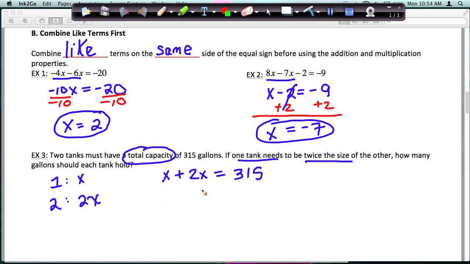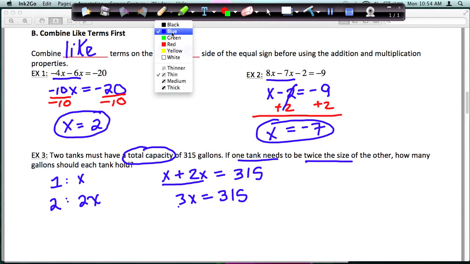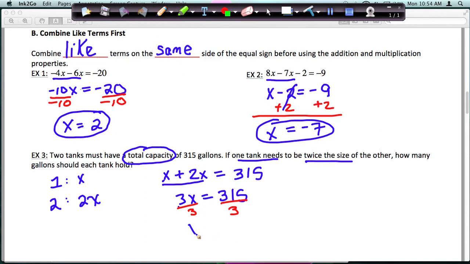Okay, so what you should have done first, you have like terms right here, x plus 2x. So let's go ahead and combine those, and we get 3x equals 315. Because remember, this is a 1 in front of this x. 1 plus 2 is 3. Okay, I now want to get x by itself, so I'm going to divide both sides by 3 to get x by itself. And you get x equals 105.